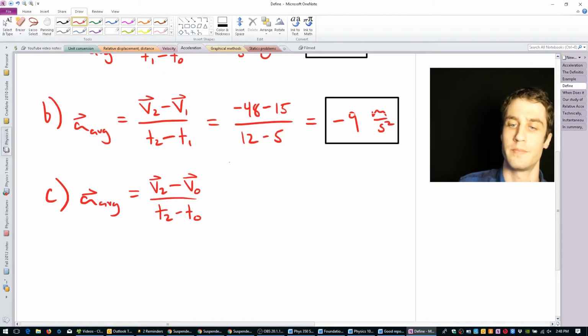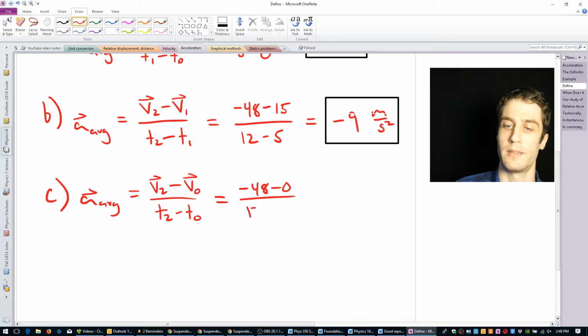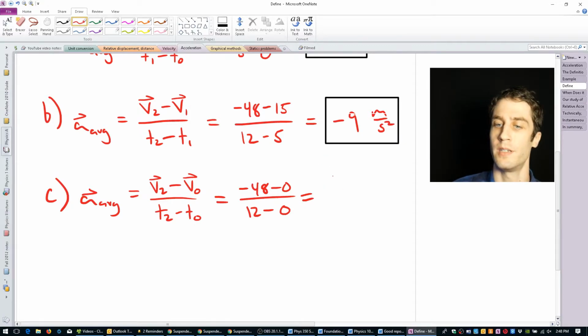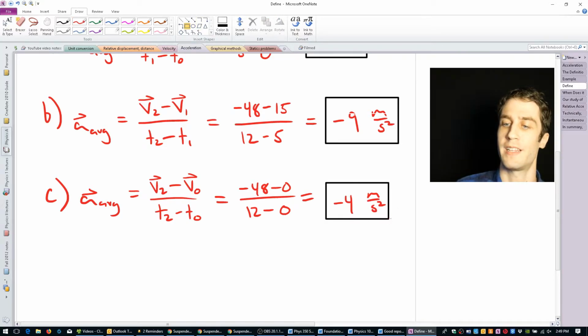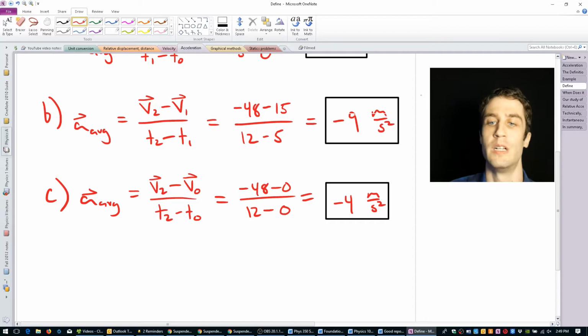All right. Well, what's that? That's negative 48. How fast was it going initially? 0. What was its time interval? Ended at 12 seconds, started at 0 seconds, and so it's negative 48 divided by 12, which is negative 4 meters per second squared. Again, verify that calculation on your own. All right, so that's it for that little problem. You should be able to do similar problems as well.